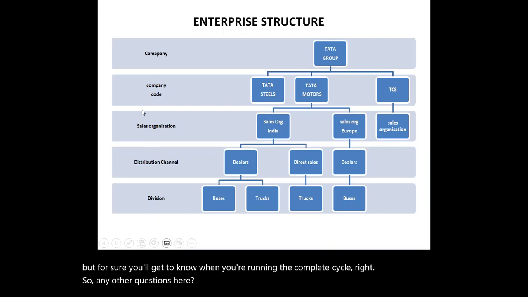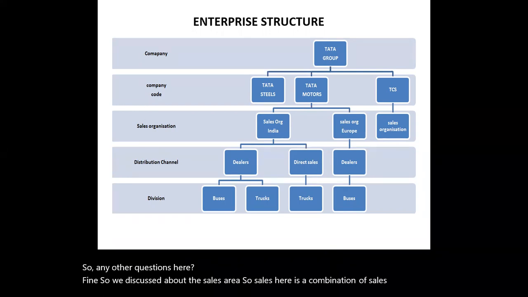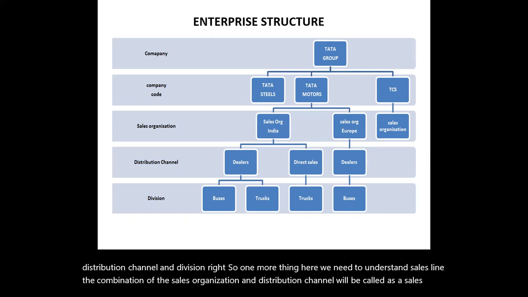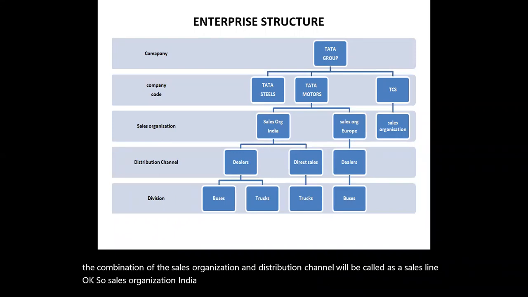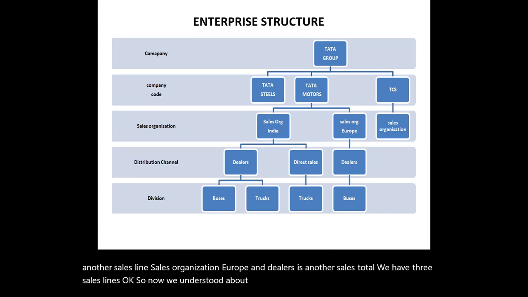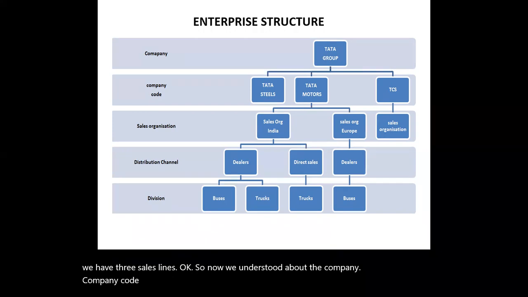Fine. We discussed the sales area. A sales area is a combination of sales organization, distribution channel, and division. One more thing we need to understand is the sales line. The combination of the sales organization and distribution channel is called a sales line. Sales organization India and dealers is one sales line. Sales organization India, direct sales is another sales line. Sales organization Europe and dealers is another sales line. So in total we have 3 sales lines. Now we have understood the company code, sales organization, distribution channel, division, sales area, and sales line.